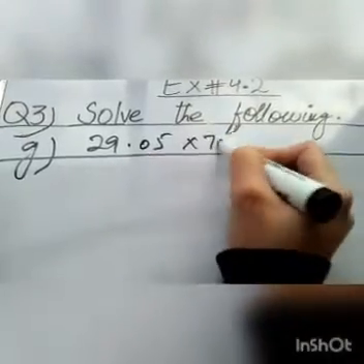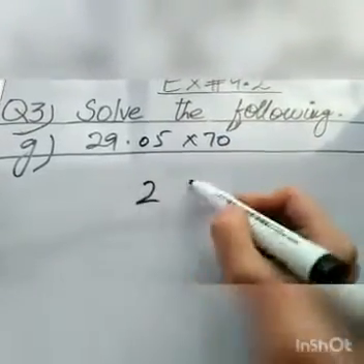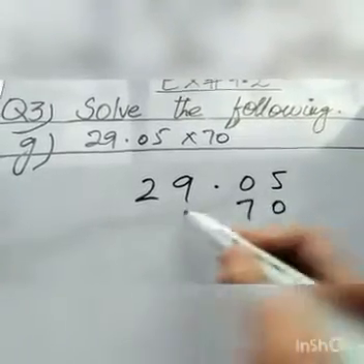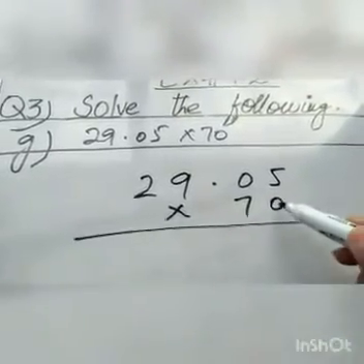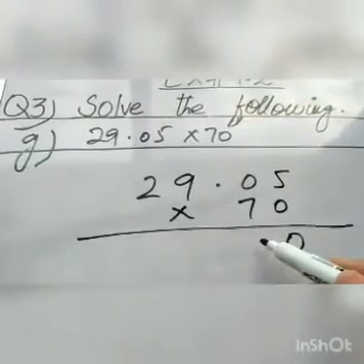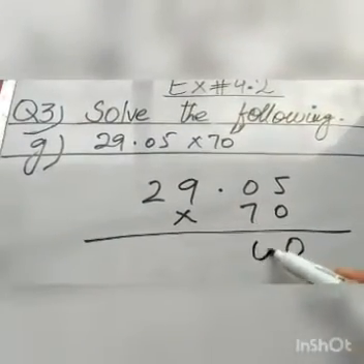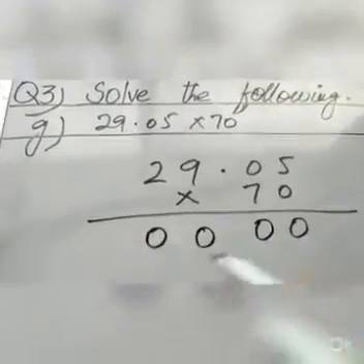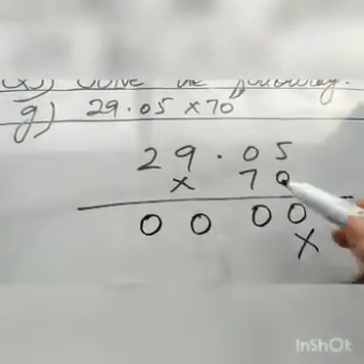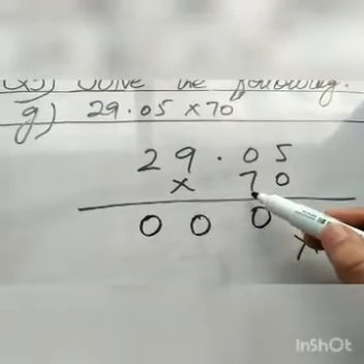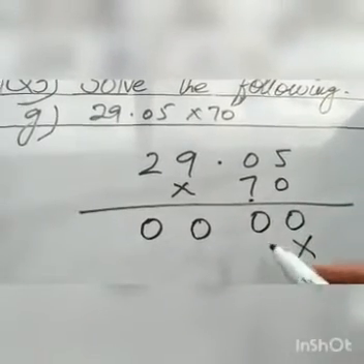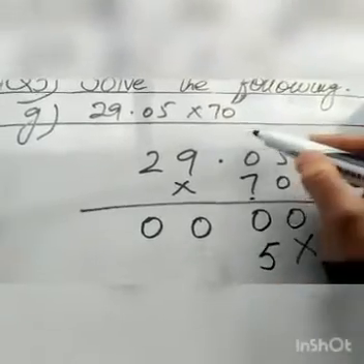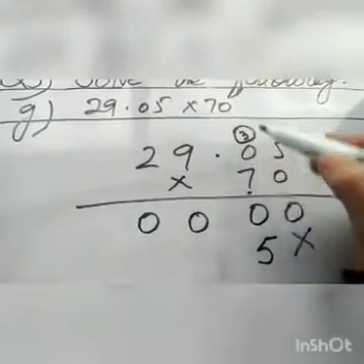29.05 multiply 70. 0 5 times is equal to 0. 0 0 times is equal to 0. 0 9 times is equal to 0. 0 2 times is also equal to 0. Second digit from 70, that is 7. 7 5 times is equal to 35. We have to write 5 under the tens column and 3 carry over the next.